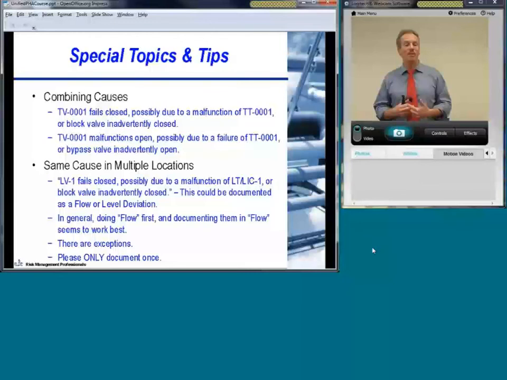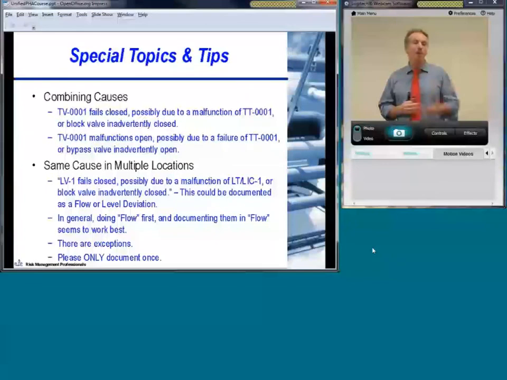first bullet, a level control valve failing closed would be good to put in the flow area. That's kind of a logical place to do it. You could put it in the level area, but in a case where its biggest impact is on flow, putting it there, doing it up front, getting it done right is going to be a good way to go. So what you want to do is not document the same scenario twice.